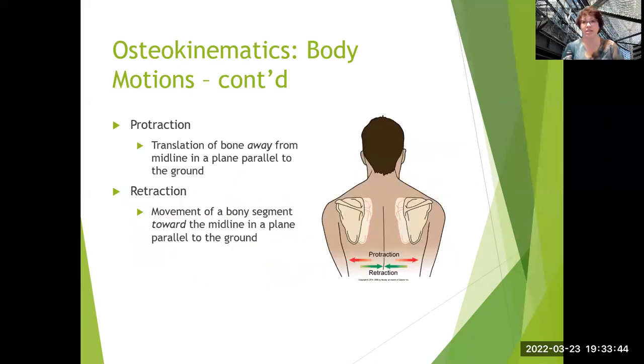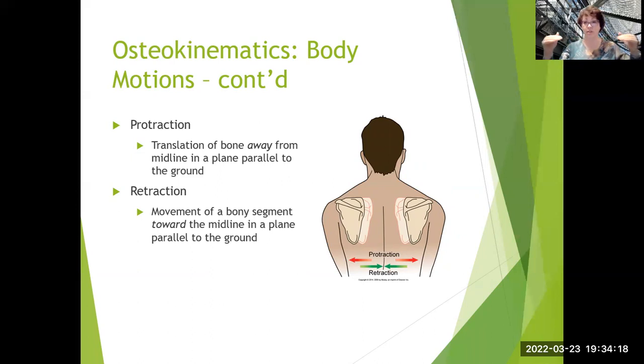Protraction and retraction happen really only in the mandible and in the scapulae. So protraction is translation of the bone away from the midline in a plane parallel to the ground. So if you move your lower jaw forward, that's protraction. If you pull it back, that's retraction. If you move your scapulae forward anteriorly or away from the midline, that's protraction. If you move your scapulae together towards the midline, that's retraction.